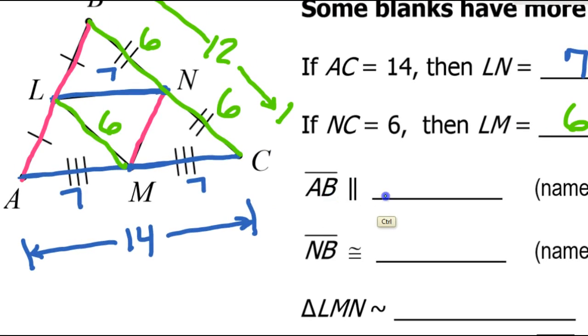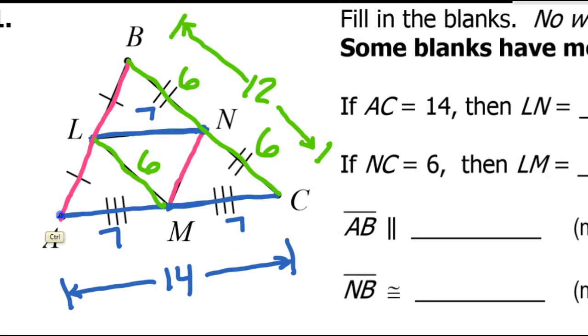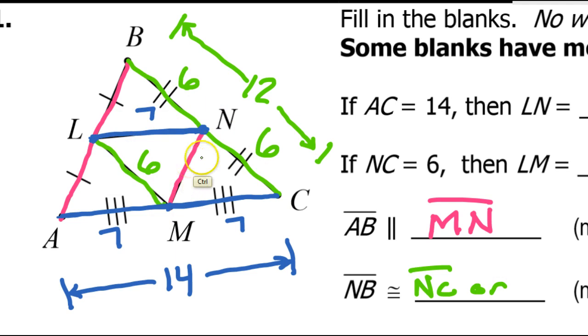Okay, AB is parallel to what? So let's see, AB, that's this red segment, that's parallel to MN. NB is congruent to what? Okay, NB is 6. NB is congruent to NC. It's also congruent to LM. All right, all three of these are 6. So NB is congruent to NC and LM.